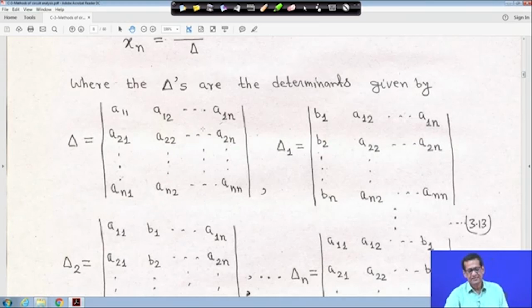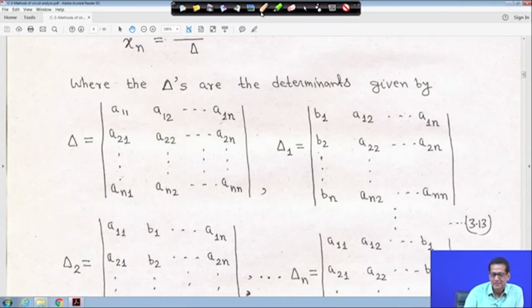This is the determinant delta. Now, for delta 1, delta 2, delta 3, what you will do is, for delta 1, you have to find out x1. x1 is equal to delta 1 upon delta, x2 is equal to delta 2 by delta, and xn is equal to delta n by delta.